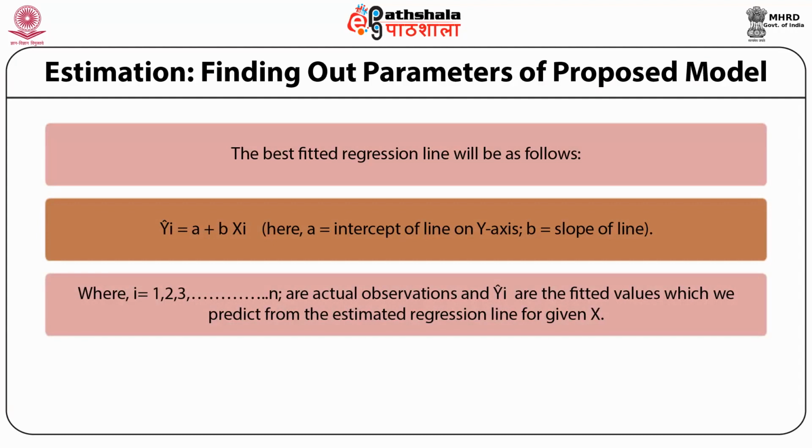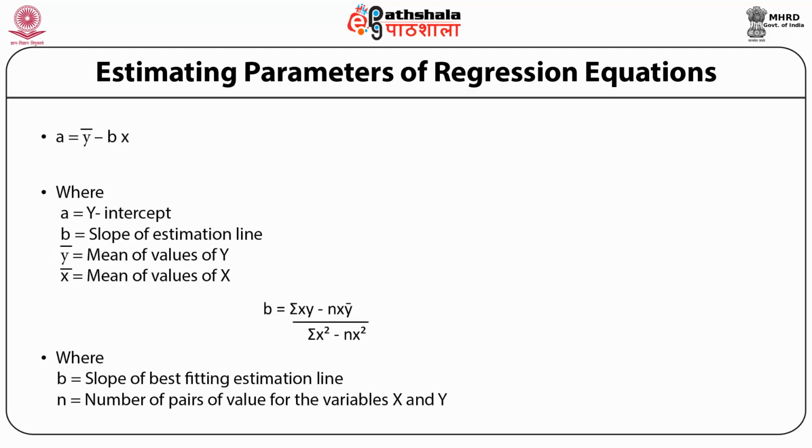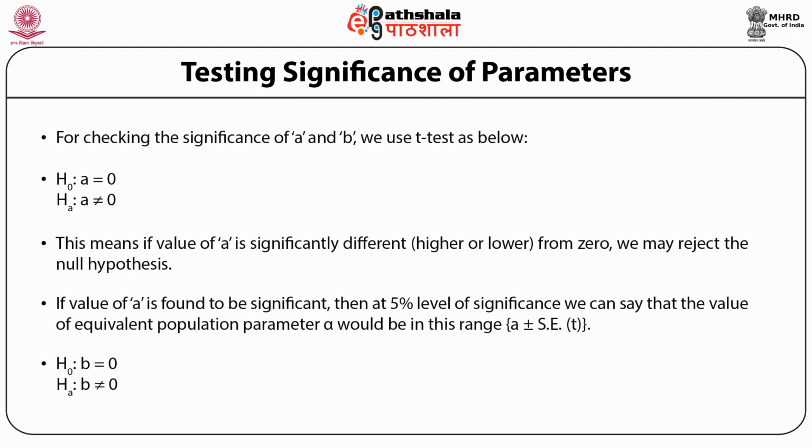So for two unknowns we need two normal equations, and the method of least squares suggests the following two equations to calculate the values of a and b. By solving both equations we can easily calculate the values of a and b as shown here. So a is equal to y bar minus b x bar, and b is equal to sigma xy minus n x bar y bar upon sigma x square minus n x bar square. Now we also need to calculate the significance of the parameters in our model.